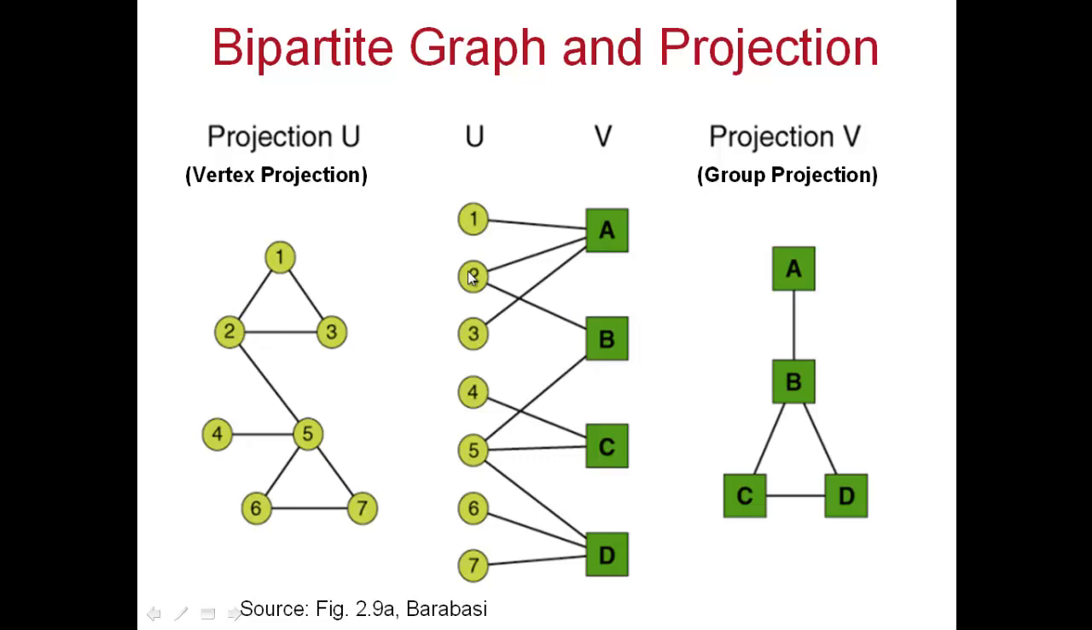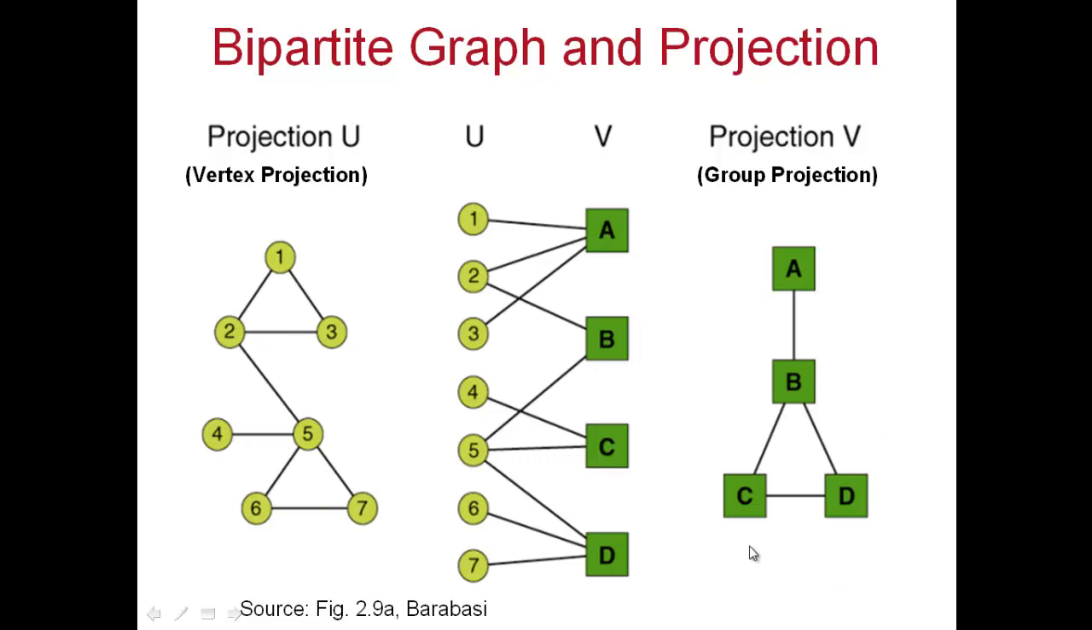So for example, 1 and 2 are both affiliated to group A, so we can have an edge between them. 1 and 5 don't have a common group. 1 is affiliated to just A, 5 is affiliated to B, C and D. So they don't have a common group between them, so there's no edge between 1 and 5. That's the way you build the vertex projection graph. You have an edge between two vertices if they have at least one common group between them.